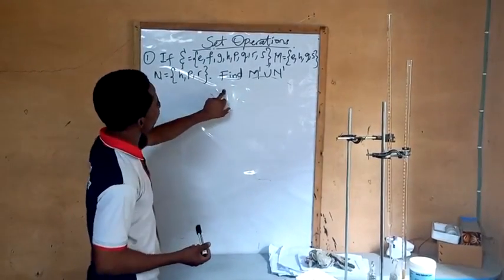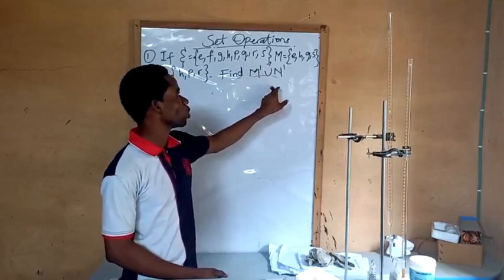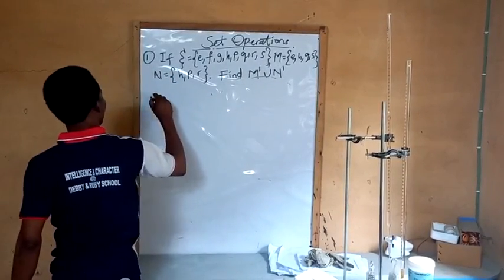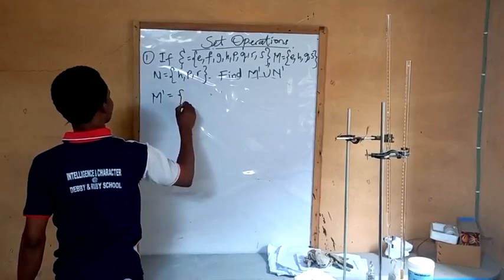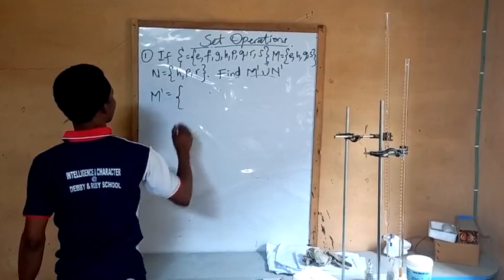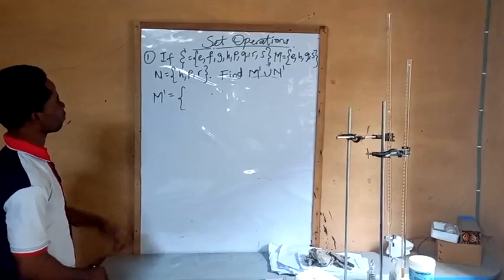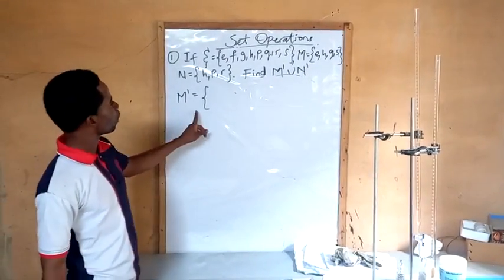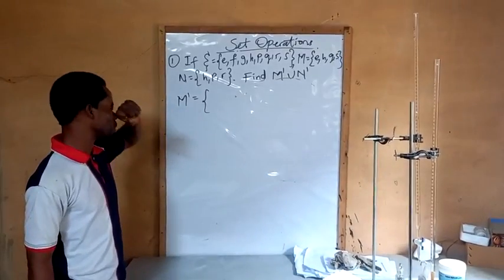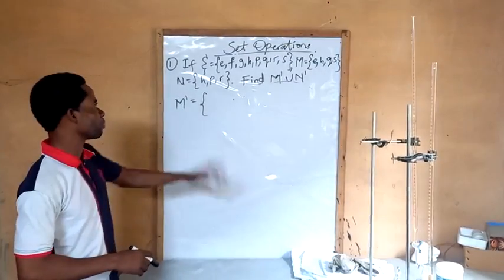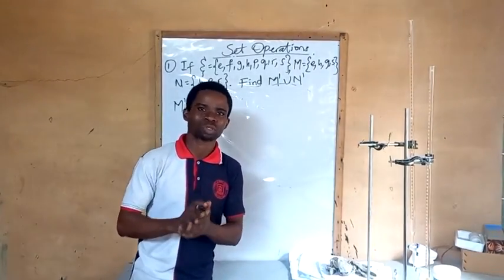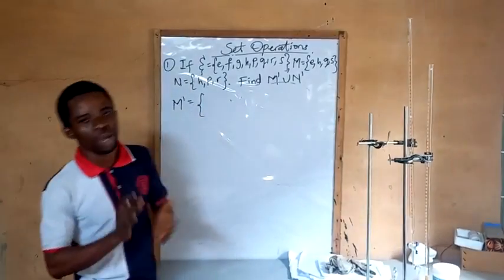Let's see what they are talking about. They say find M prime union N prime. Now let's do M prime first. M prime, what does that mean? Please, when you are using brackets for a set, you use this kind of bracket. Don't use algebra brackets, that is wrong. Now, M prime means that it cannot be found in M but is inside the universal.